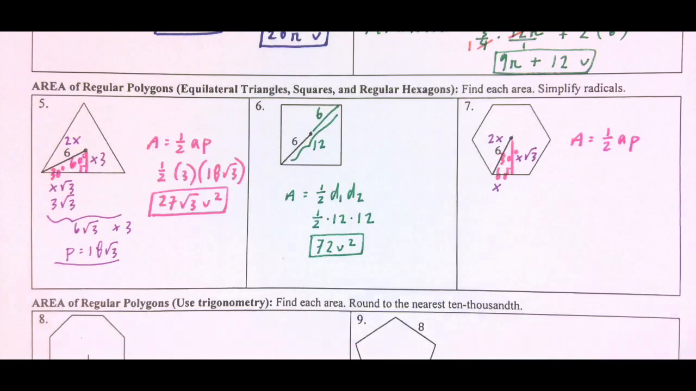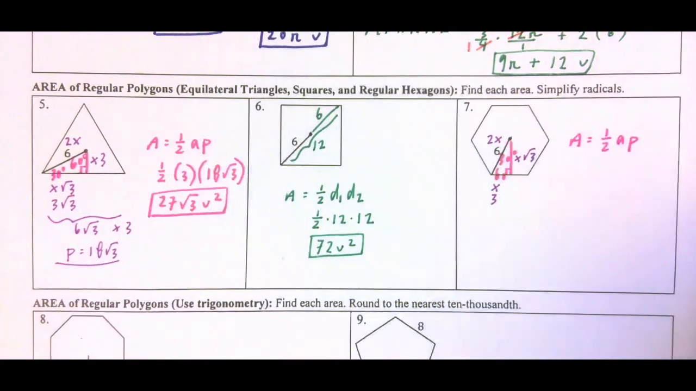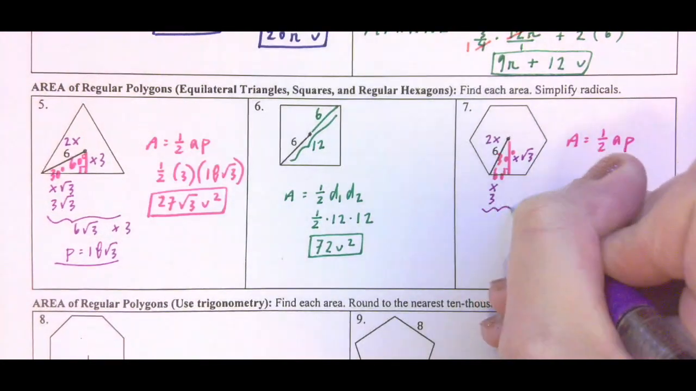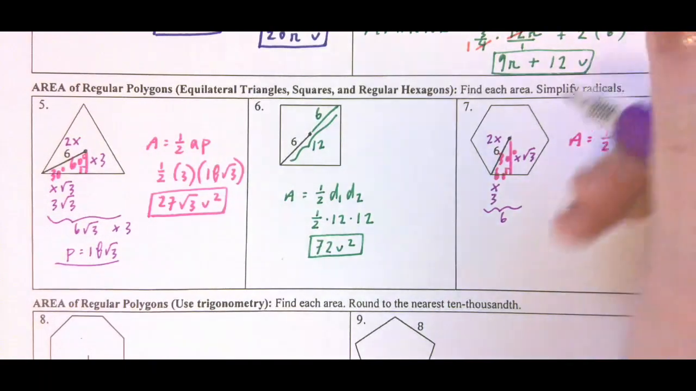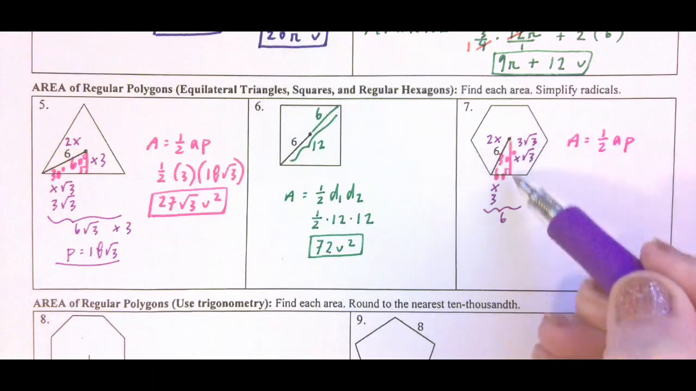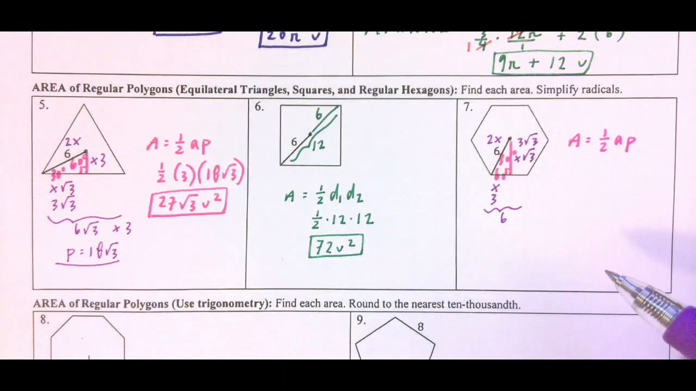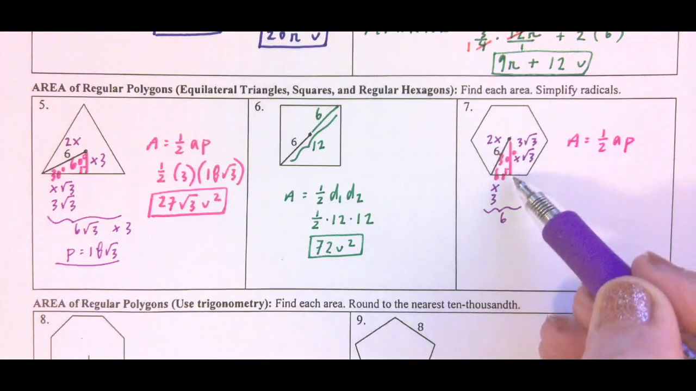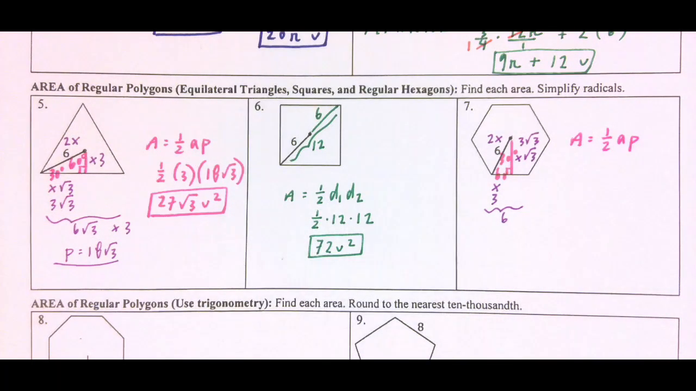So that means that x must be 3, right? That's half of a side. A whole side must then be 6. And then the apothem is 3 root 3. Okay, that's the longer leg of the right triangle. It connects the center to a side for the regular hexagon.